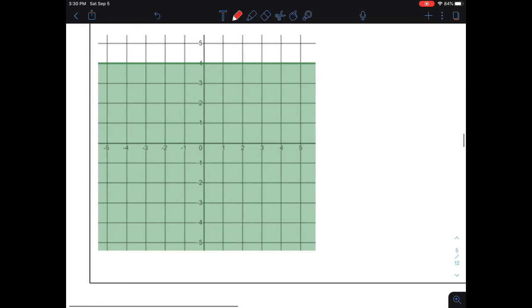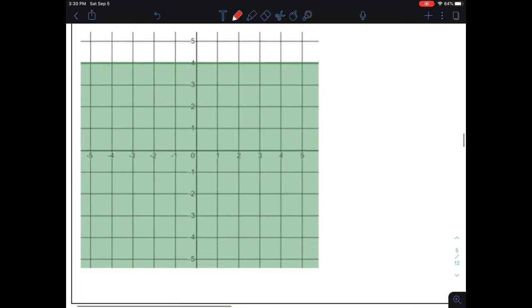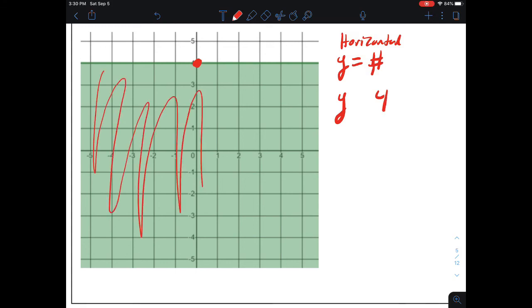Okay, 2 more. Let's look at this green one. So this green one, the line is a horizontal line. Now remember, horizontal lines are written as y equals a number, and the number that we would set it equal to would be the y-intercept, which would be 4. So I know I'm going to have y, some kind of sign, and 4, but it's not going to be equal to because we have a bunch of shading down here.